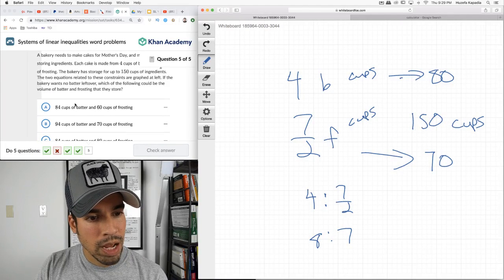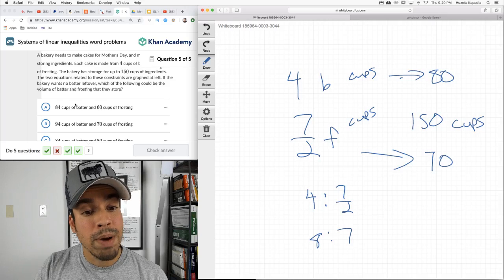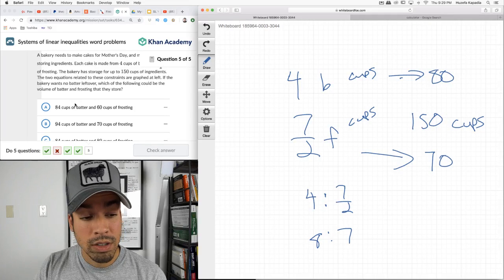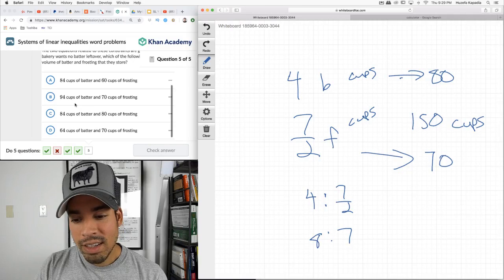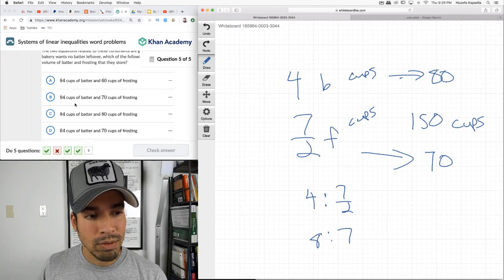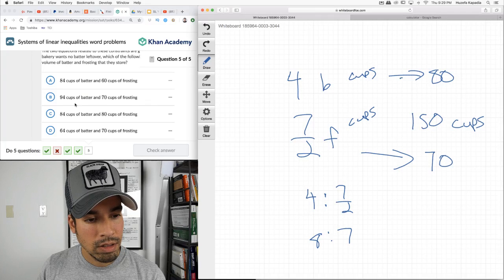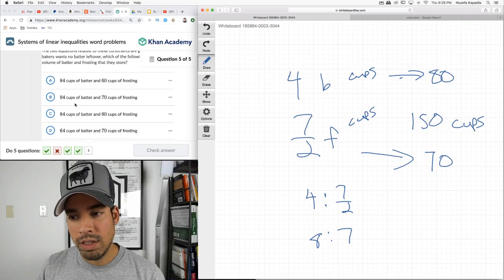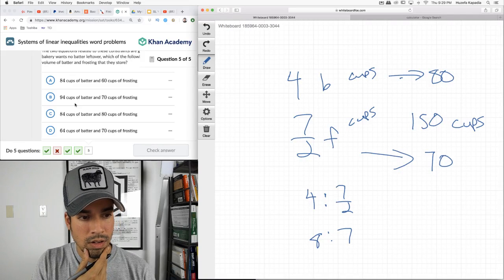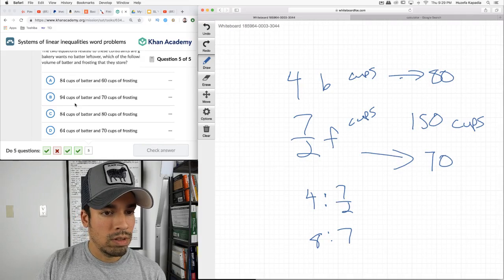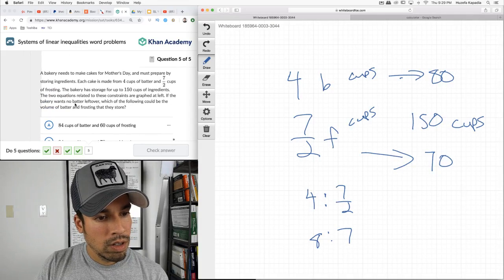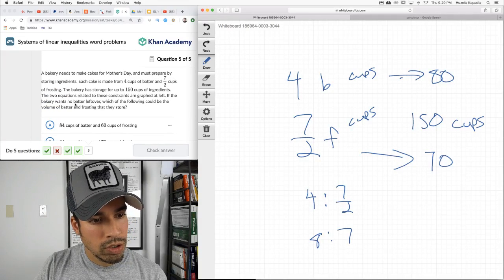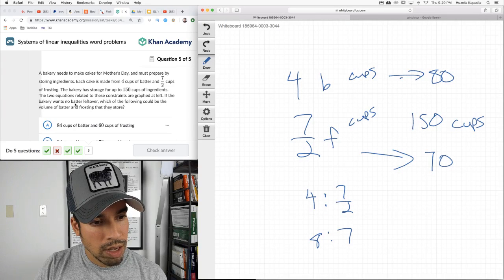The bakery wants no batter left over. Oh, wants no batter left over. There could be frosting left over. All right, now I get it. So it's got to be less than that 8 to 7 ratio, right? So the only thing that makes... so clearly, hold on. What? This question is weird. Hold on. The bakery has storage for up to 100. The two equations related to these are, if the bakery wants no batter left over.